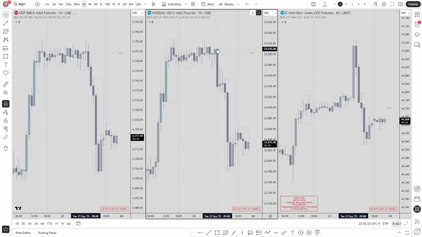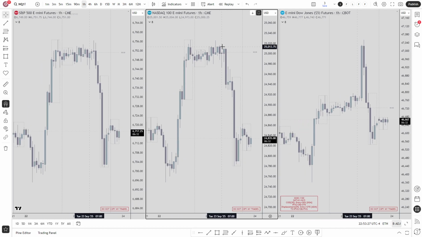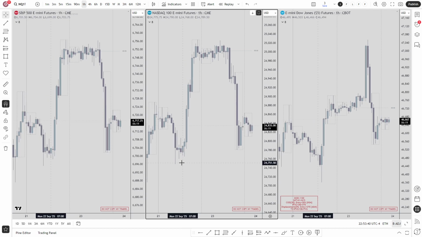So my fib is going to start from this high to this low. For the day of Tuesday, we reversed the entire expansion on Monday. So the highest probable draw for the rest of the week would be Monday's low.